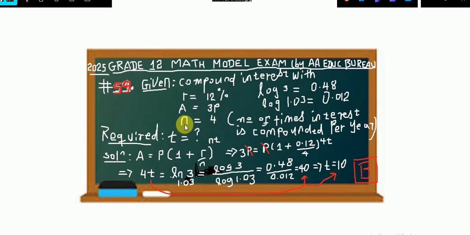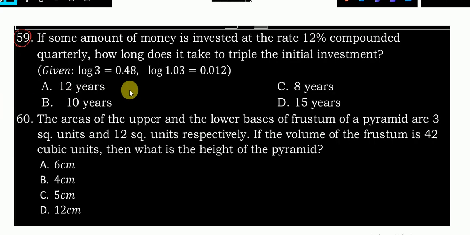In this problem, for example, it is 4 times. n is 4. n means the number of times interest is compounded per year. It is 4.